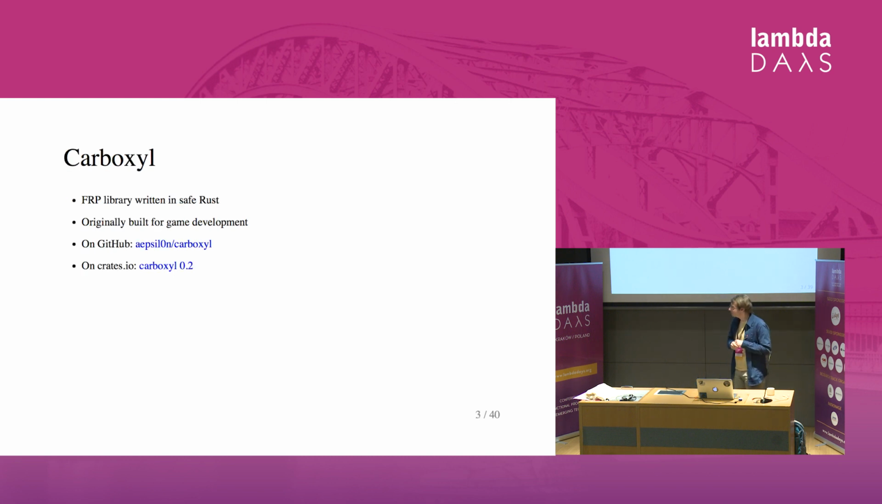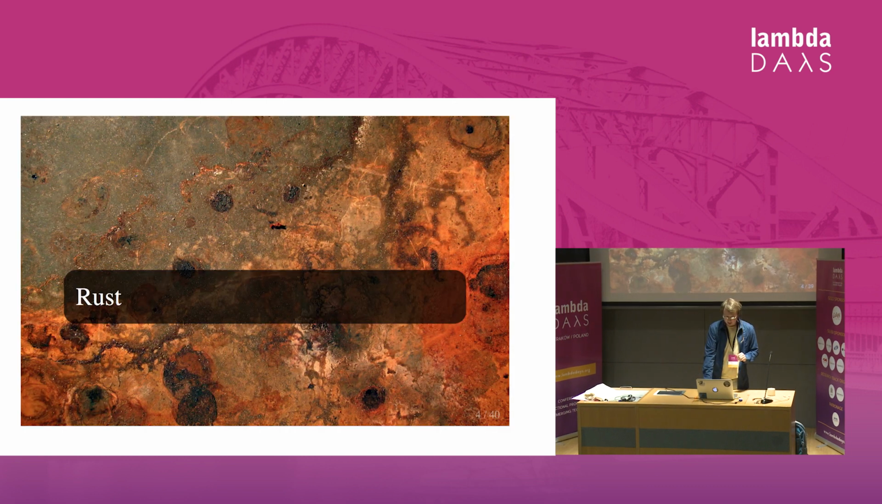So what I've done is pretty much write a library in Rust, in safe Rust, that I'm going to explain later what that means. It was originally built for game development, but it's a fairly generic implementation of FRP. You can get it on GitHub under my username, and also on Crates.io, which is Rust's package repository. It's a 0-point-something thing, so it's not production ready yet, but I'm just going to talk a little bit about what it looks like at the moment.